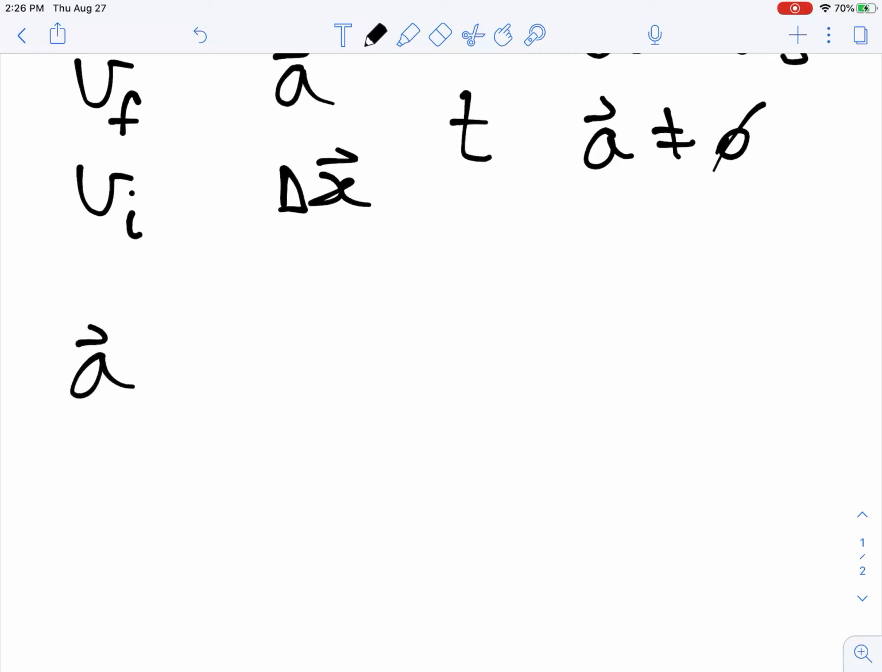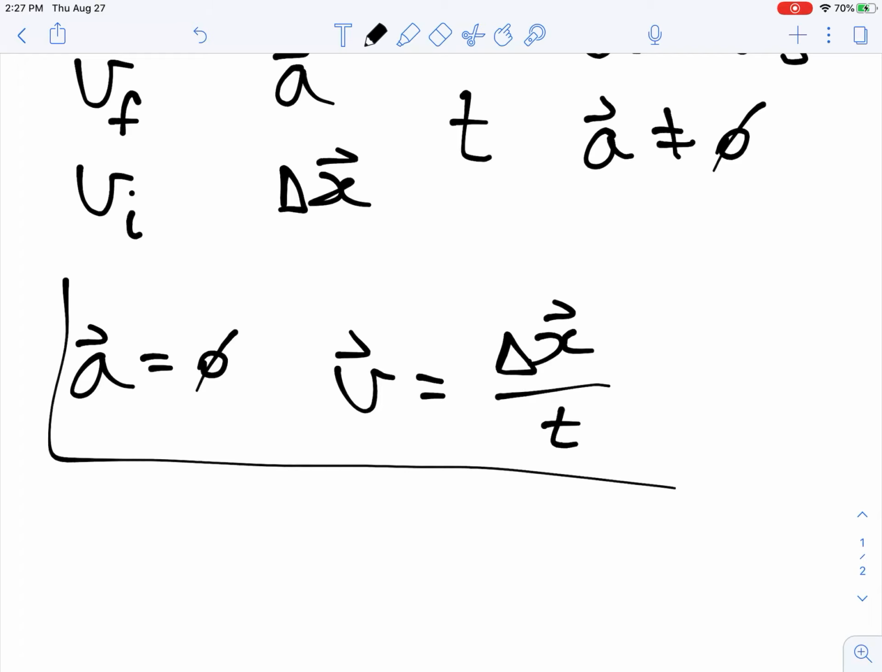For the case where the acceleration equals 0, you use the equation v equals displacement over time. If there is no acceleration, that equation, velocity is displacement over time, completely describes motion. If the acceleration is not 0, if the acceleration is some other value, then this equation does not count. This equation is for the acceleration equals 0 only.